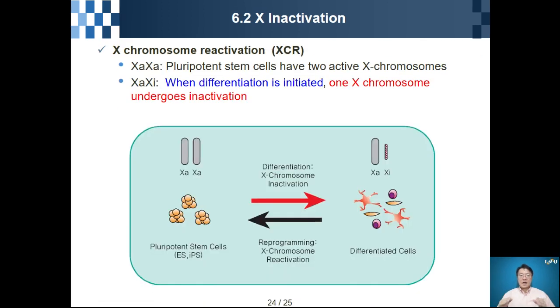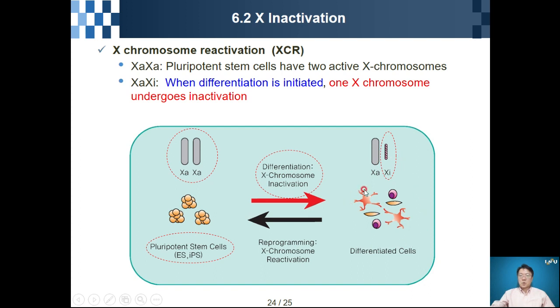So in this slide, I will explain a new concept, X chromosome reactivation. Usually the pluripotent stem cell has two active X chromosomes, so they have XA and XA. However, when differentiation is initiated, one of the X chromosomes undergoes X chromosome inactivation. So that's why they will make the XI, the inactive X chromosome.